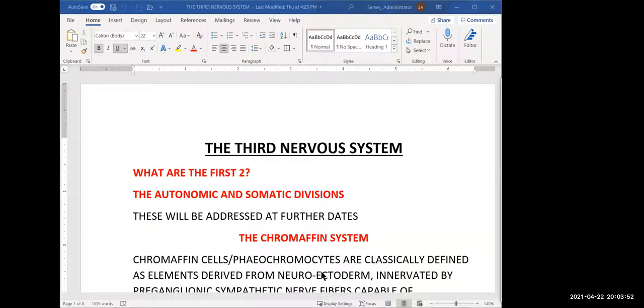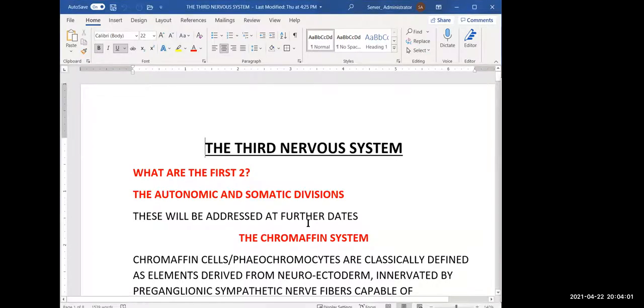Okay. Third nervous system. What are the first two? The autonomic and somatic divisions. And we're going to discuss those at a later date.